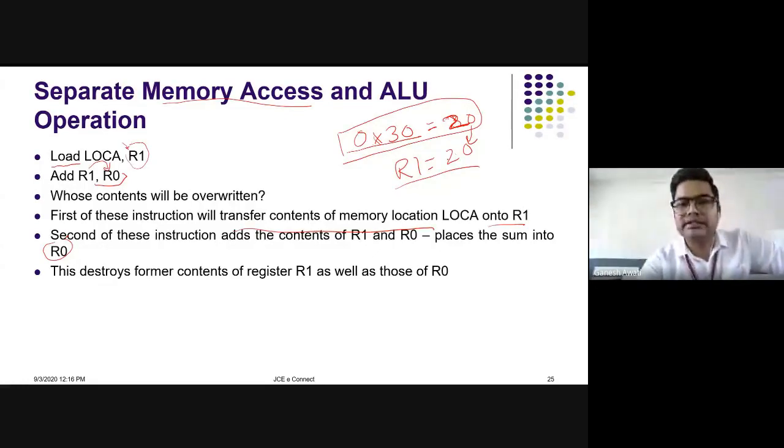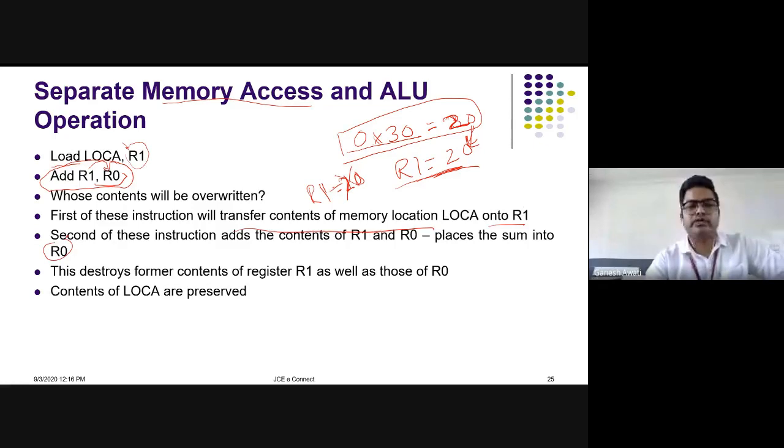If previously R1 was having 10, this instruction will load whatever the content of this memory location is into R1. So this 10 is also gone because the new value is 20. If we consider both instructions, R1 will be overwritten and R0 will be overwritten. Your previous answer was also correct because we talked only about the second instruction. In the first instruction, R1's content is also overwritten. The contents of the memory location are preserved: previously it was 30, and it is the same.